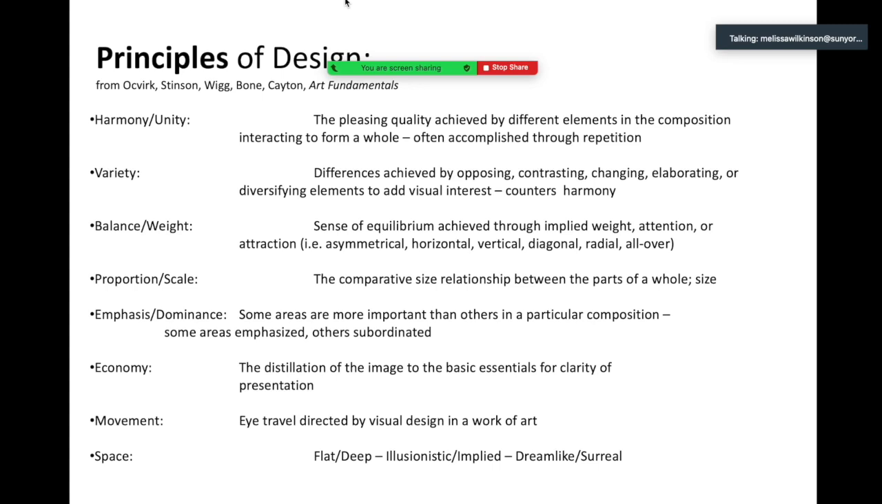All right. So when we move to the principles of design, which we've actually already talked about quite a few of them, we want to think about how we can actually apply them to composition, right? So harmony and unity, variety, balance and weight. We talk about visual weight, proportion and scale, emphasis and dominance, economy, movement, and space. And we've talked about half of those so far, but we'll get through all of them throughout the duration of the semester. If you want, take a photo of this and just do a screenshot so that you have this on file. I'll wait a couple seconds for you to do that if you want.